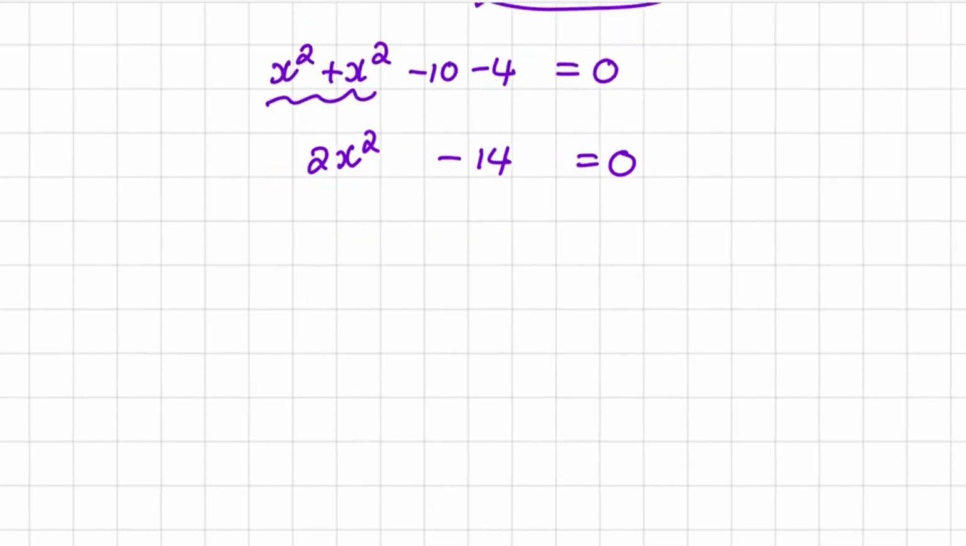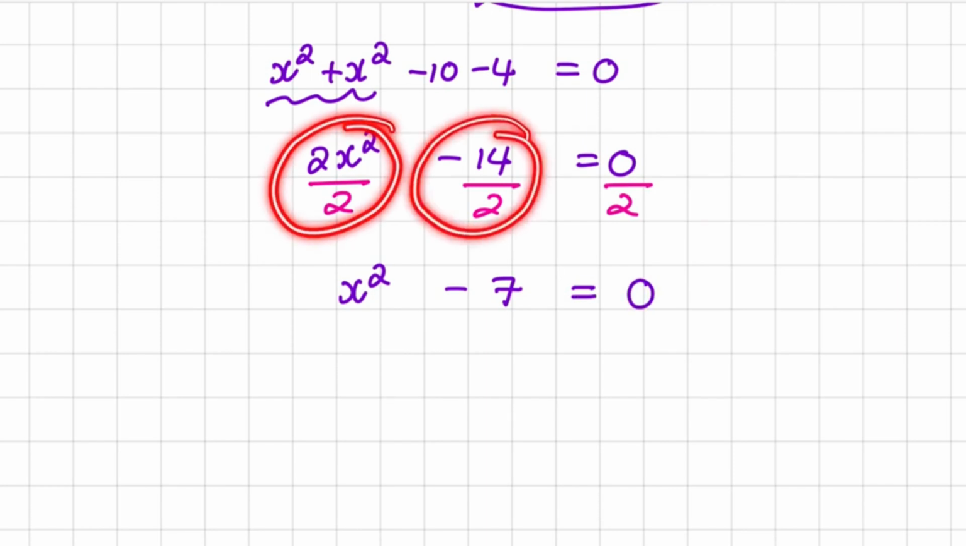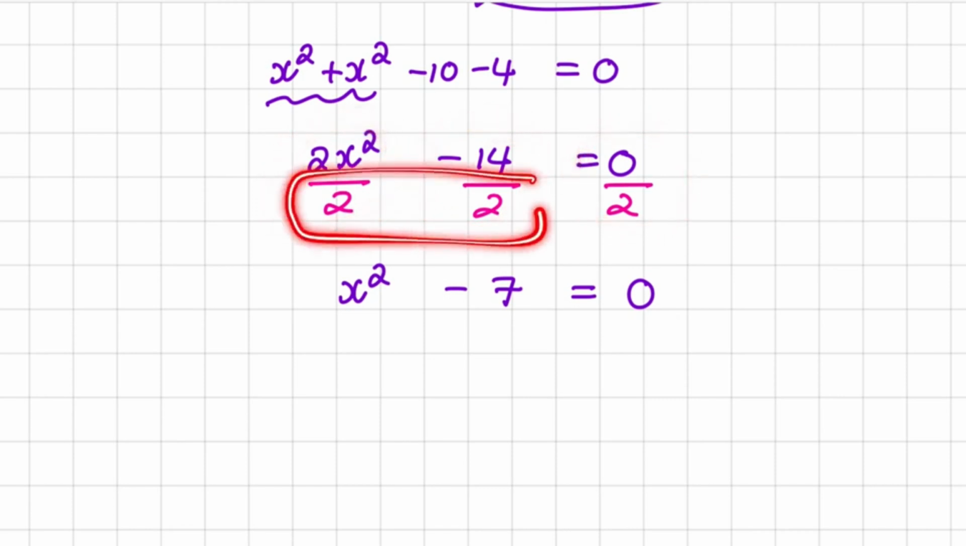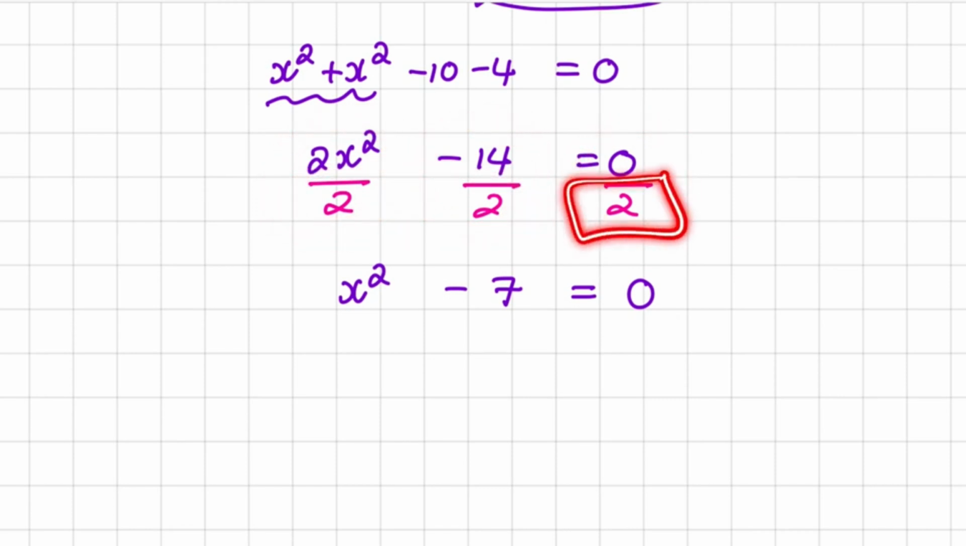Now this is a slightly different solution. What I can see here is I have a common term of 2. So I can divide everywhere by 2. So if I divide 2x squared by 2, I'll have x squared. And then minus 14 divided by 2 is minus 7, equal to 0, which is the result of 0 divided by 2. Can you see that I applied the same calculation to all the terms on the left and to all the terms on the right?